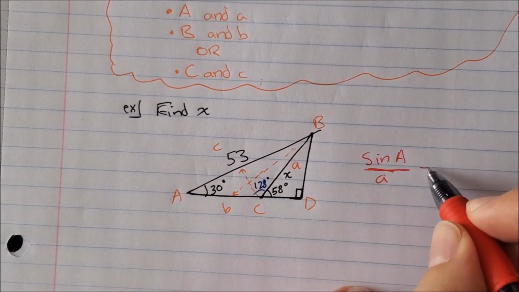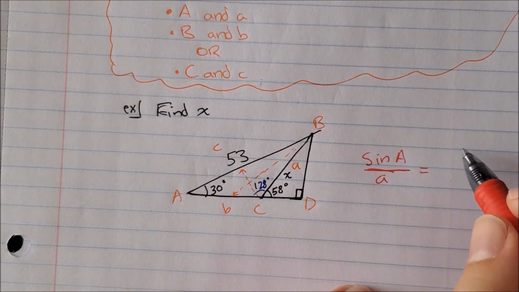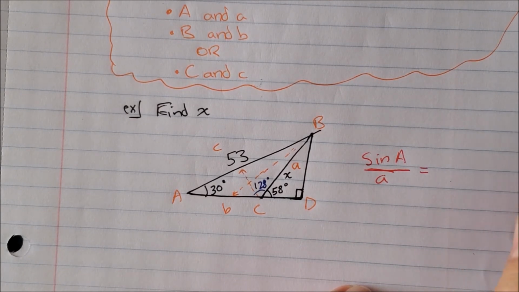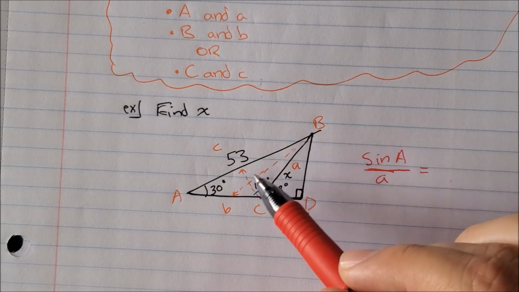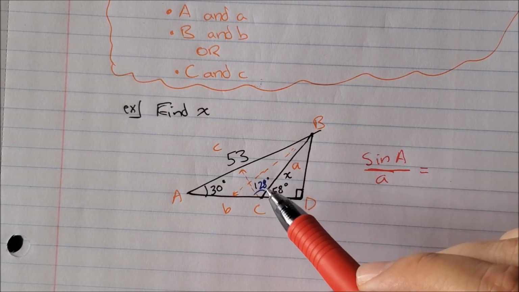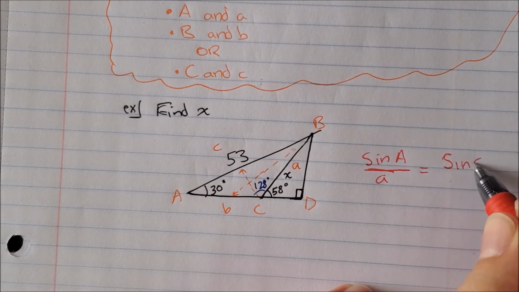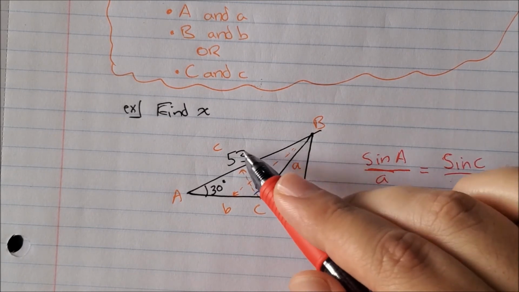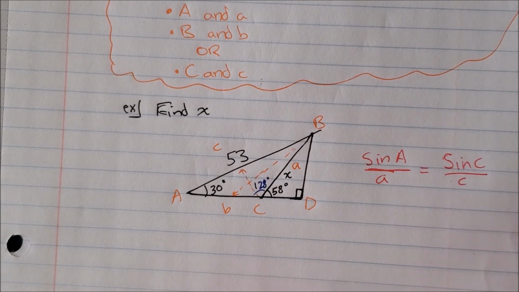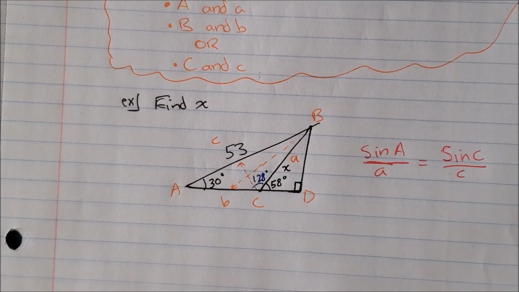Now, when I think about the other one, what am I going to use, sine of B over little b or sine of C over little c? And again, I don't know anything about the b's, either the little b or the big B. So let me focus on the c's. I just found out what big C is, and I do know what little c is right over here. So now, let me go ahead and plug in my numbers.